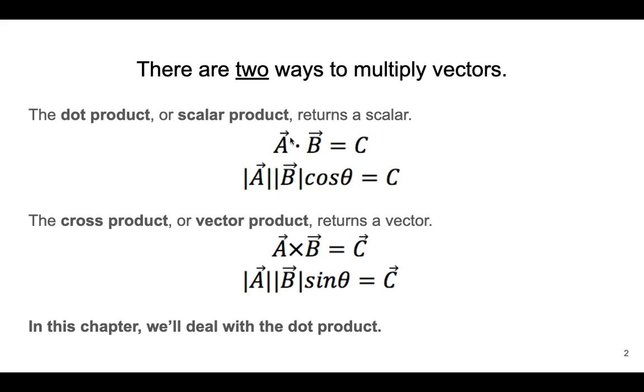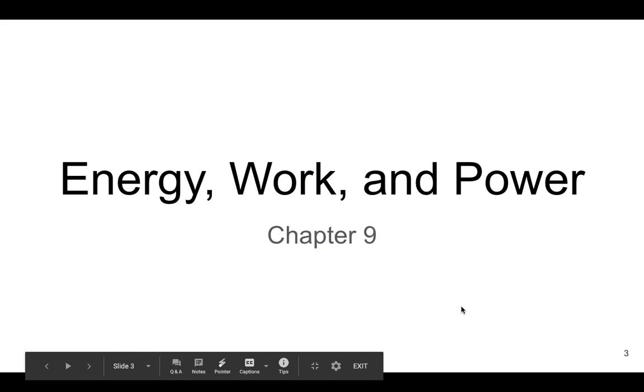So notice the hats. A and B were vectors. A dot B gives you C. C is a scalar. So here's a formula for that. And the other way of doing this is what's called the cross product, also called the vector product, because A cross B gives you C, which in this case is also a vector. In this chapter, we're going to be dealing with this top one, the dot product, aka the scalar product. So this chapter is chapter 9, energy, work, and power.